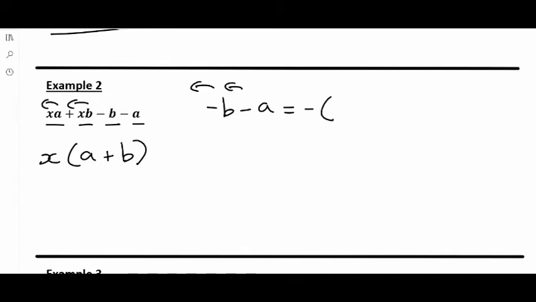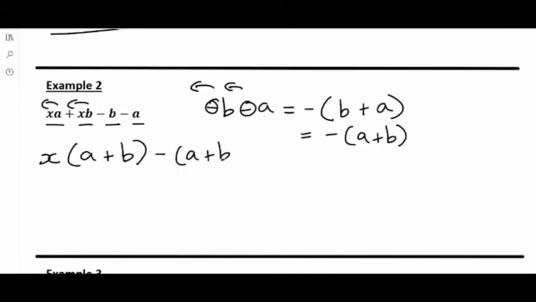So negative open brackets B plus A. Remember this, the negative would change that symbol and that symbol to make them both positive, which is actually the same as saying A plus B. Remember, commutative law, it doesn't matter on the order. So that would essentially be minus A plus B.